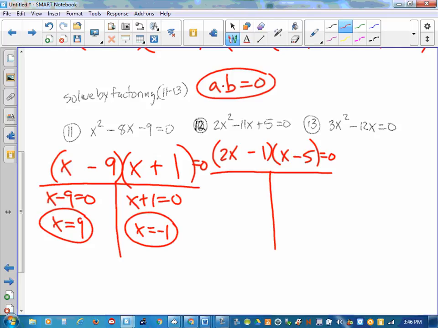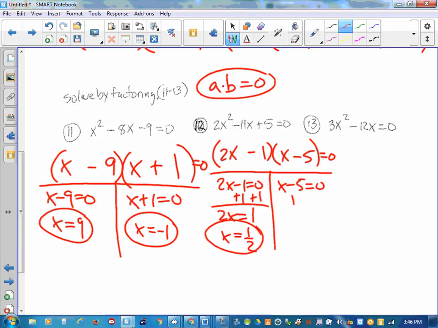And I have 2x minus 1 equals 0. Set each factor equal to 0. Add 1. 2x equals 1. Divide by 2. I get a half, so a fraction. Add 5 over, and we get x equals 5. So I got 5 and 1/2 are the two solutions.